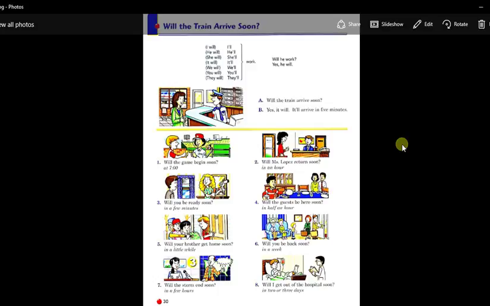For example, you can ask your student, I will be letter A and you will be letter B. So, are you ready? Yes. Will the train arrive soon? And then your student will say, yes, it will. It'll arrive in 5 minutes. In that way, your students are going to follow the correct pattern of the sentence so that they can learn when they speak. That is for level 1 to 3.